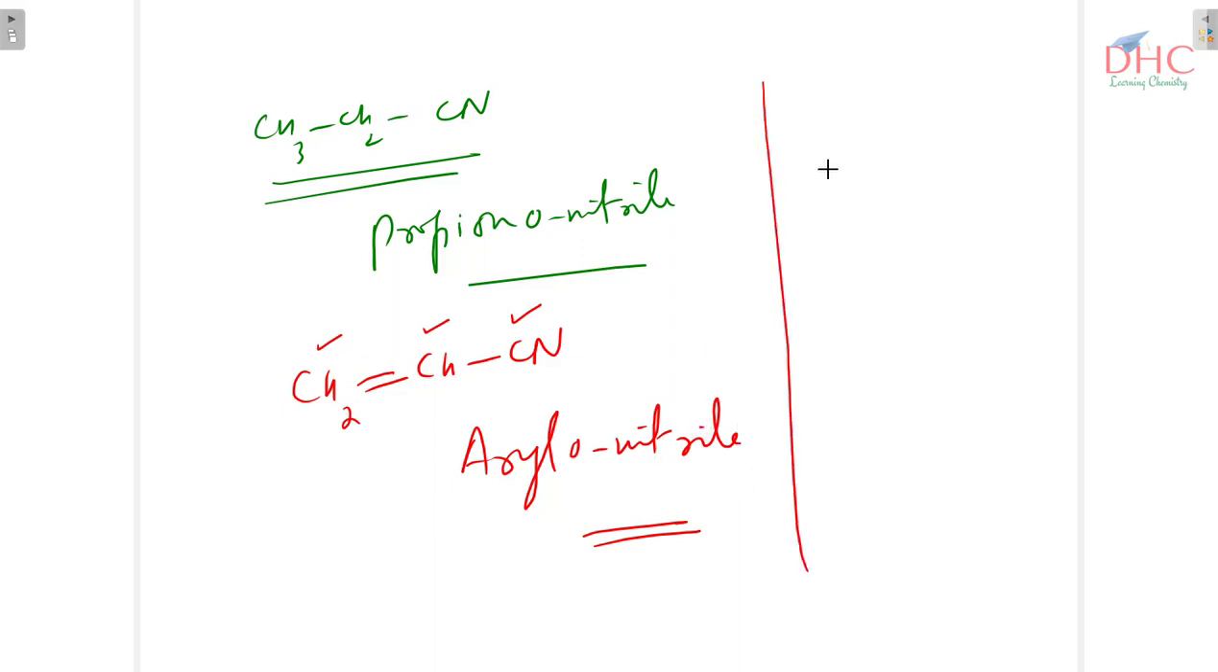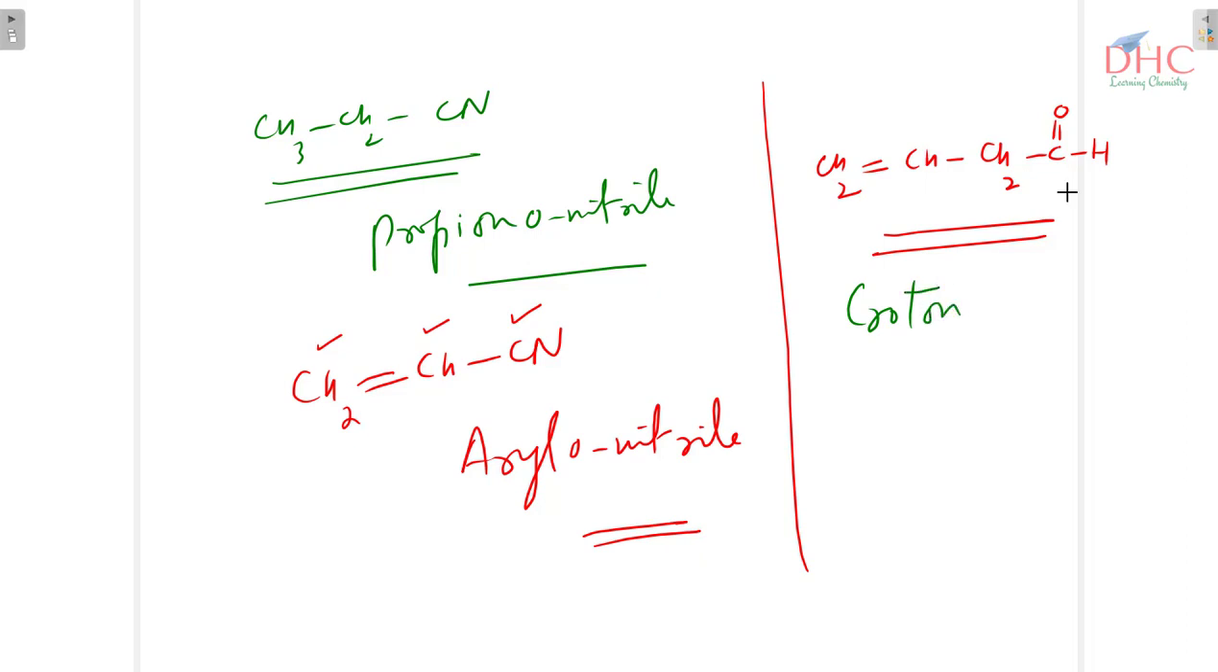Next we will take one more example, that is CH2 double bond CH single bond CH2 single bond C double bond OH. If you see this, now there are 4 carbon atoms, 1, 2, 3, 4, and there is 1 double bond in it. So for 4 carbons with 1 double bond, the name is croton. So it's here croton, and there is the aldehyde group, so it's croton aldehyde.